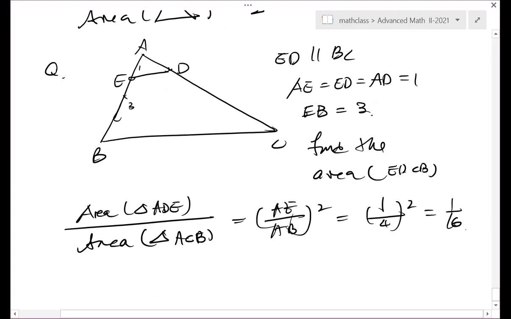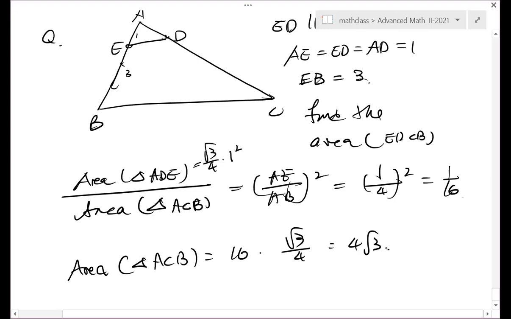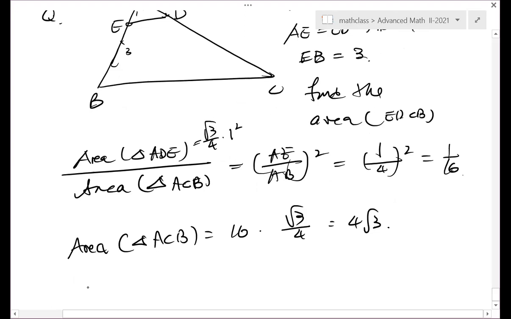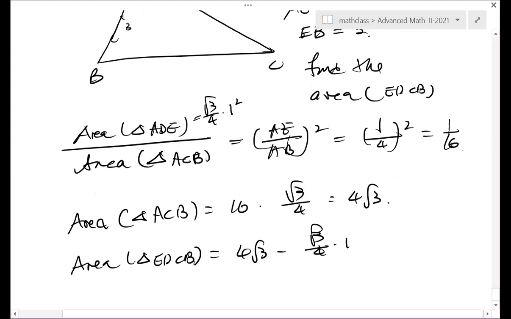If you can figure that out, then for the numerator, the area of this equilateral triangle is the square root of 3 over 4 times 1 squared. So the area of the larger triangle ACB is going to be 16 times square root 3 over 4, which is 4 square root 3. Then you subtract the area of the top one, the equilateral triangle. So EDCB is going to be 4 square root 3 minus square root 3 over 4 times 1. And then you get the area of the trapezoid.